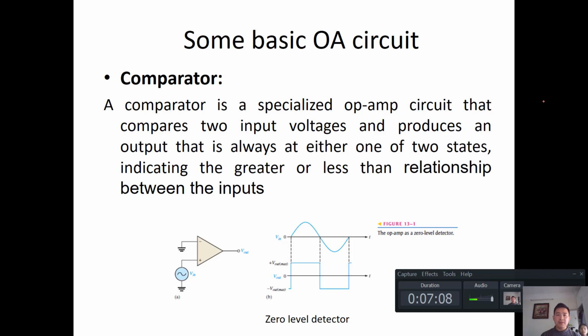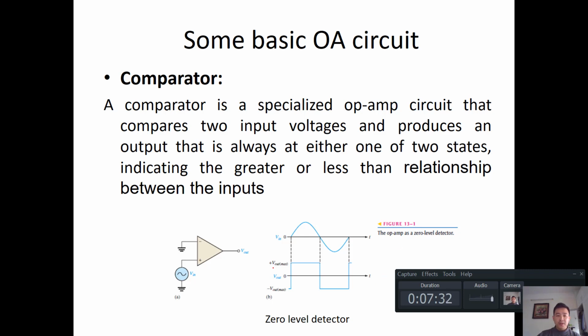Now the next topic is some basic operational amplifier circuits. The first one is the comparator. What is a comparator? A comparator is a specialized op-amp circuit that compares two input voltages and produces an output that is always in one of two states, indicating the greater-than or less-than relationship between the inputs.